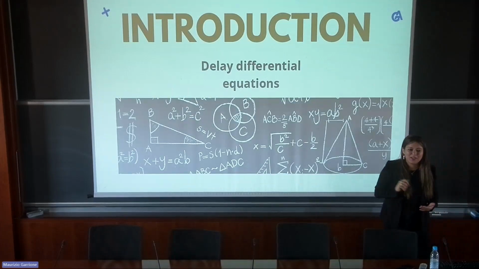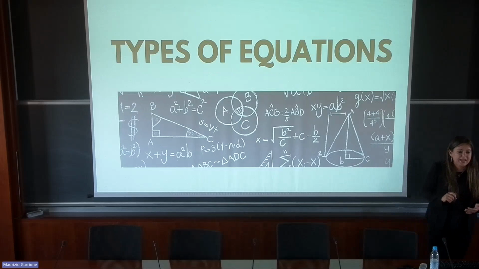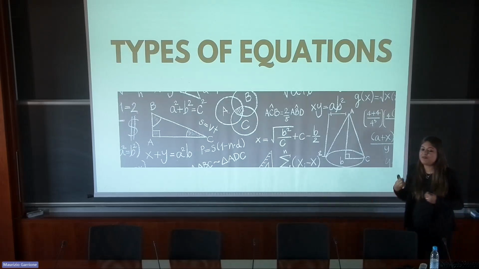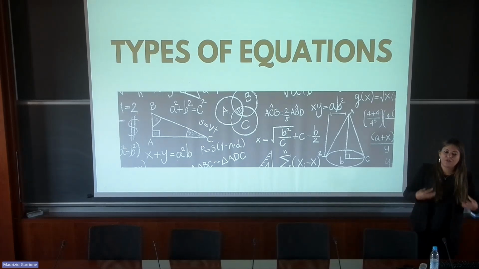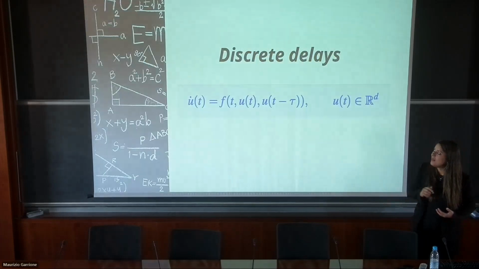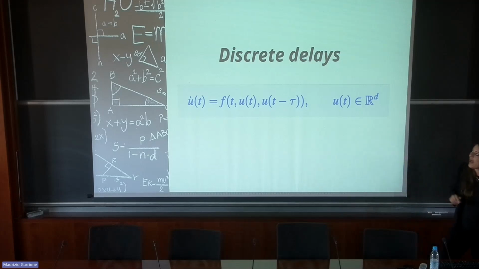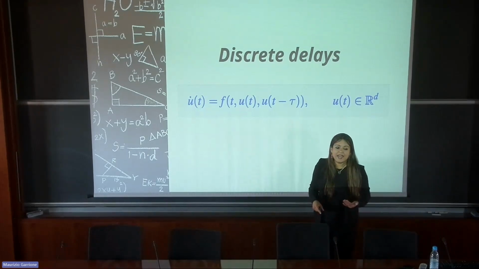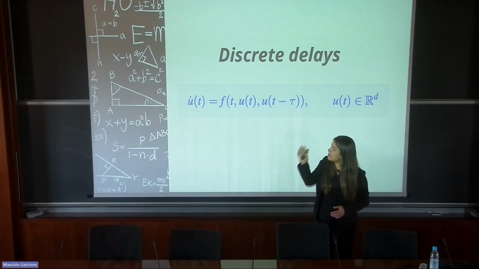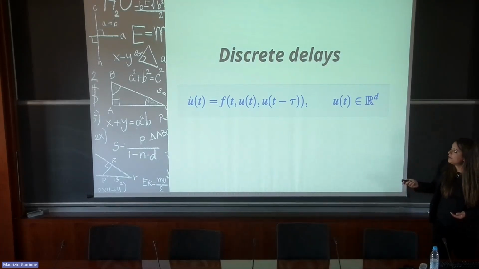So let's go to some introduction about delay differential equations, and let's see what the different types of equations look like when we deal with differential equations with delays. We can have many different types of delays. Here what we have is called discrete delays, where this minus tau is exactly the delay, and here it's a constant delay in this case. So we call that discrete delays when you have it in this way.